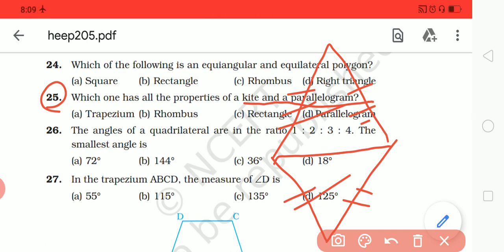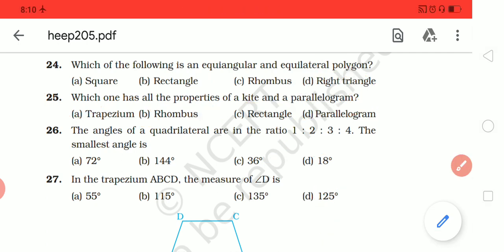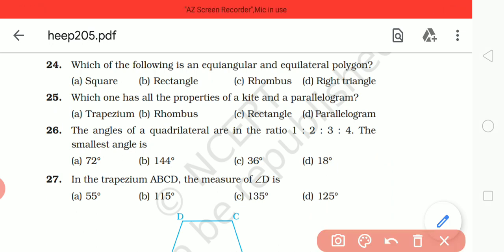And in the parallelogram, opposite sides are equal, and two pairs of opposite angles are equal. In the trapezium, one pair of opposite sides is parallel. In the rhombus, all the sides are equal, so it is not possible, because a kite has two isosceles triangles of different measurement, right? So the parallelogram only has the properties of these two.